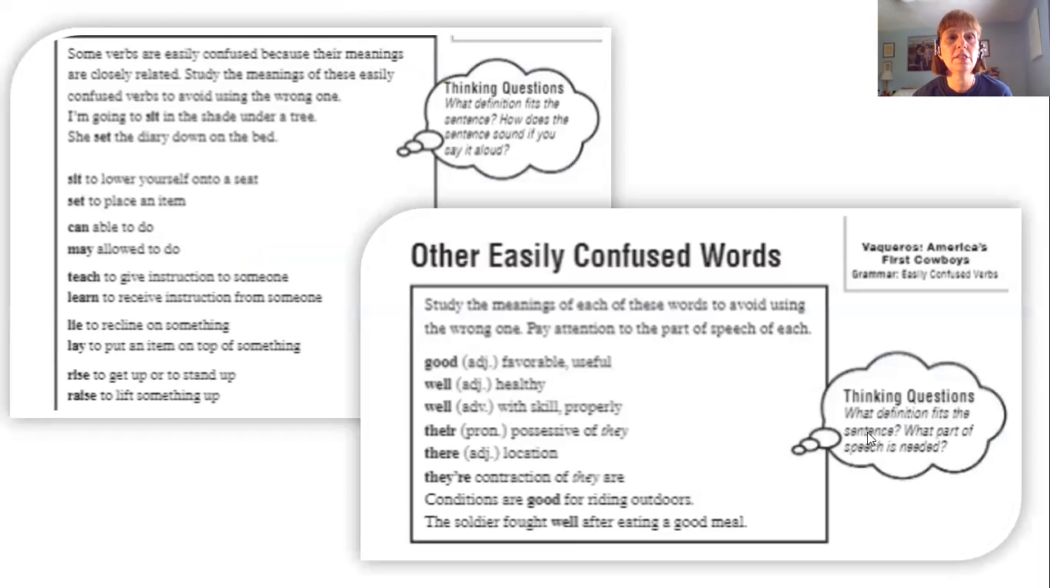I learned how to do this. This is from our workbook. We discussed sit, set, can, may, teach, learn, lie, lay, rise, raise. Now the next set, good and well. Good is an adjective. That means it describes a noun. Well is an adverb. That means it describes a verb or an adjective or another adverb.